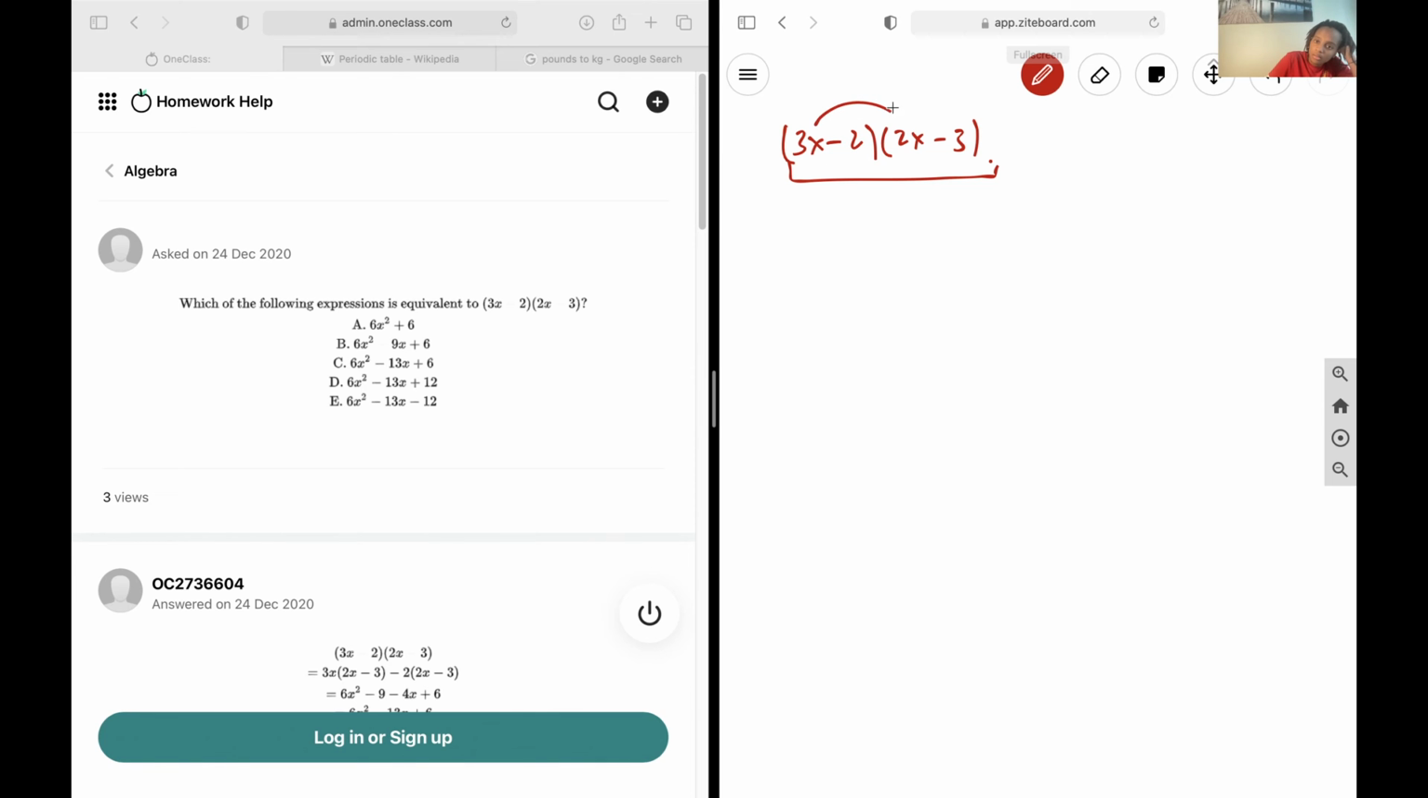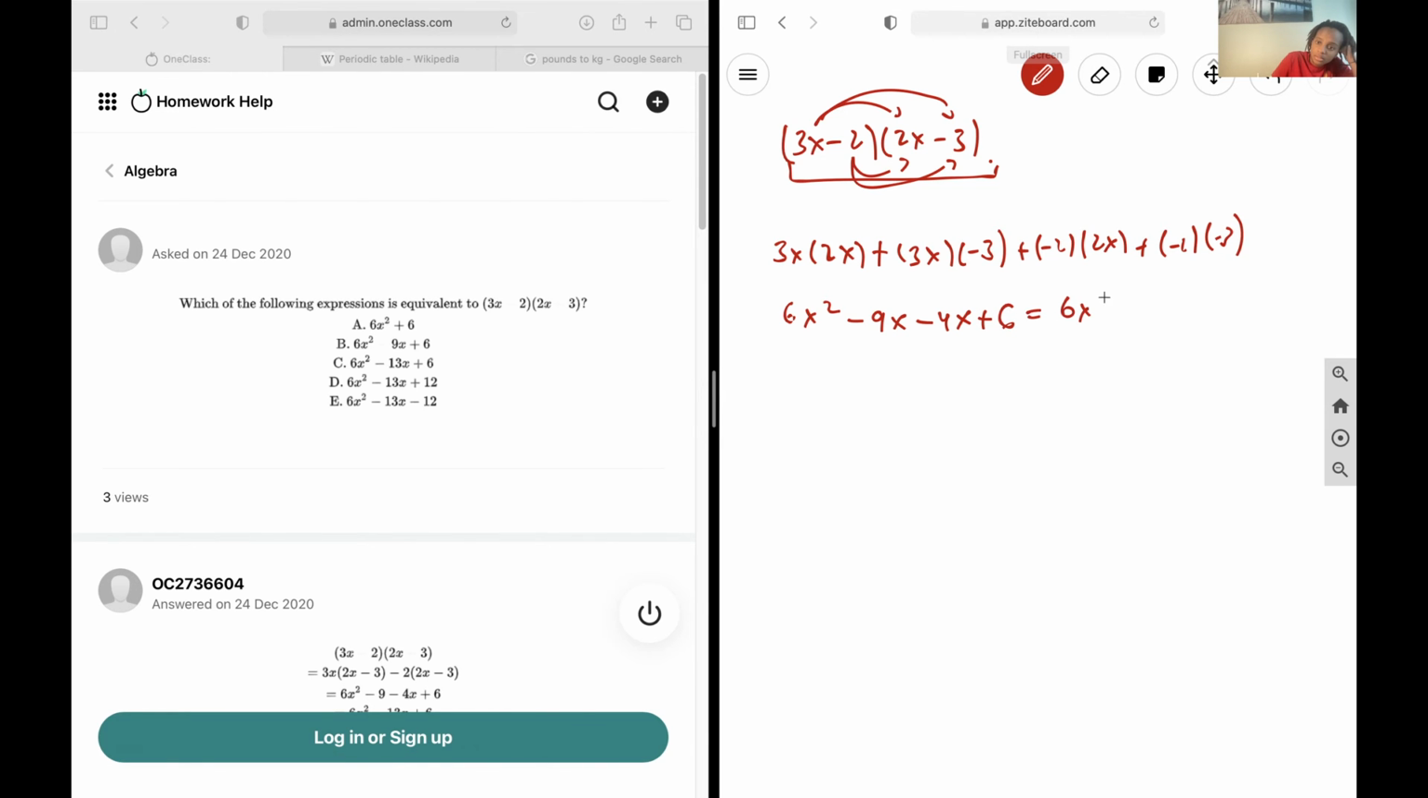So using FOIL, that becomes 3x by 2x plus 3x by negative 3 plus negative 2 by 2x plus negative 2 by negative 3. And that is going to give us 6x squared minus 9x minus 4x plus 6, which will give us 6x squared minus 13x plus 6. Let's see if any one of those look exactly like that, and the answer is going to be C.